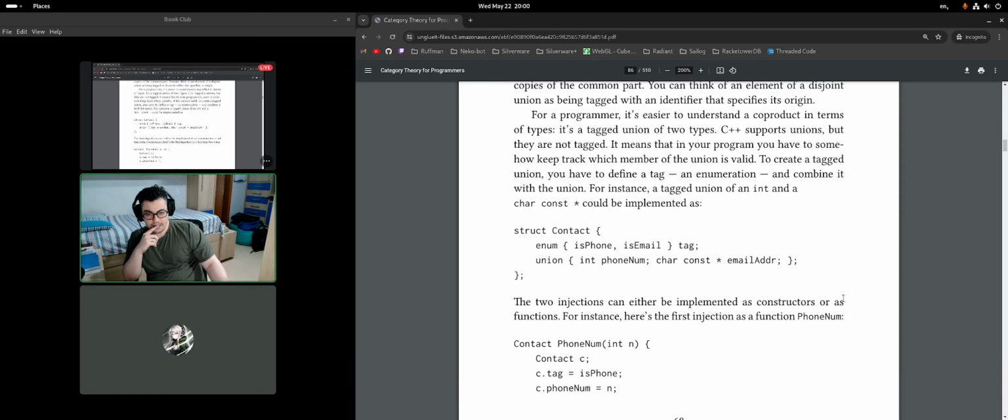And I believe C++ doesn't fix the C problem, and you can mix and match the enums with the unions, right? You can make a mess. Nothing forbids you from doing this function here and putting is email here. That's basically the annoyance with C and C++, which apparently Zig fixes, right?